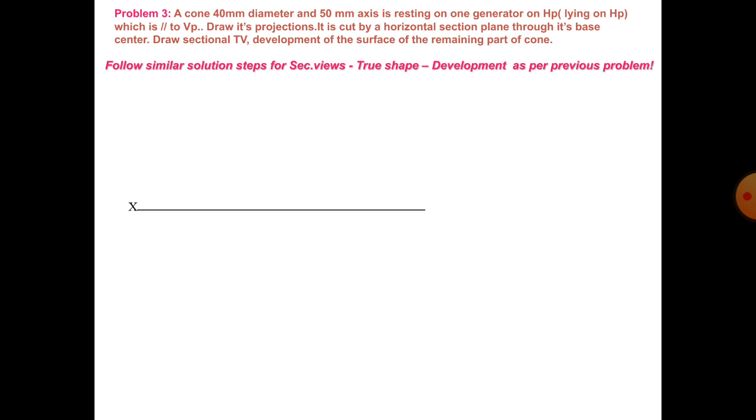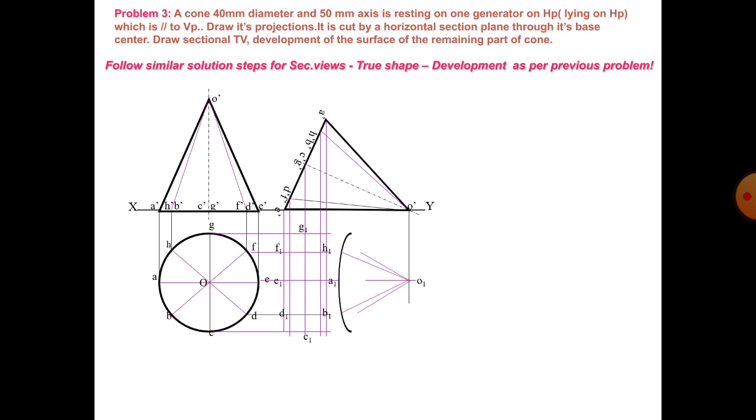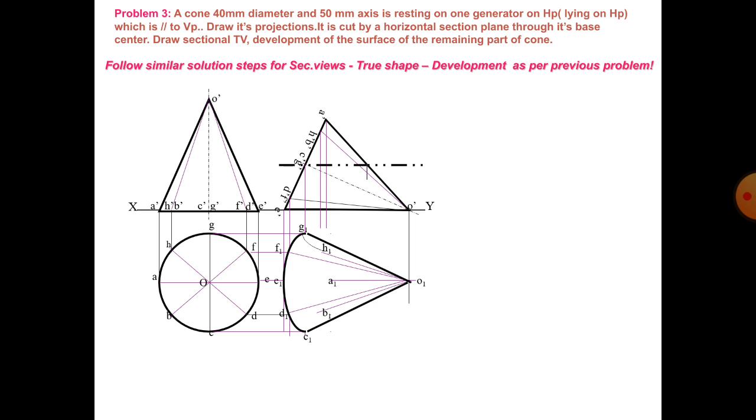Next, third: a cone of 40 mm diameter and 50 mm axis is resting on its generator, lying on HP. Draw the projections and development. Follow the similar procedure: name XY, circle, divide into parts, extend all lines, projection, construct the side view, mark and name the sections and mark all the points.